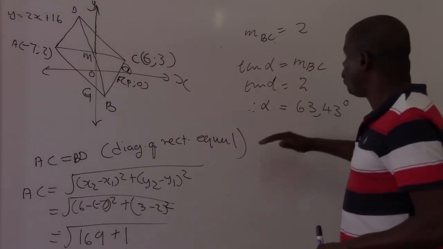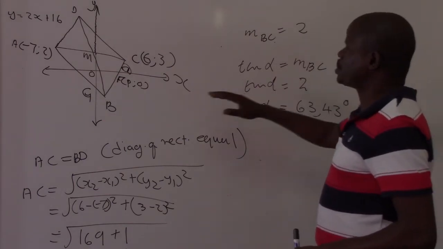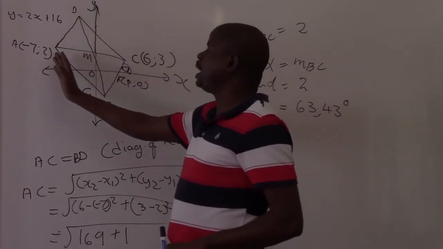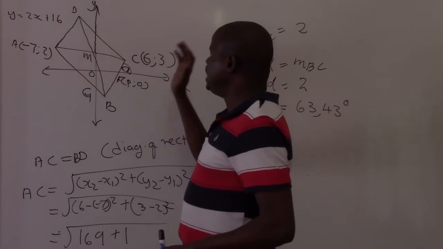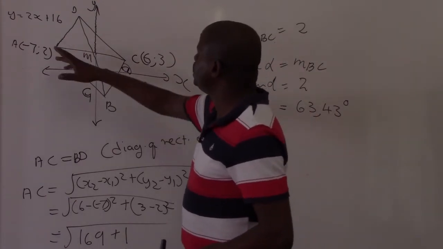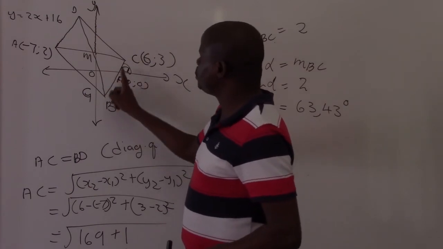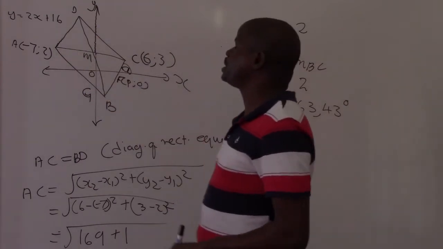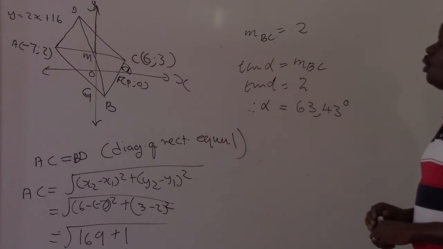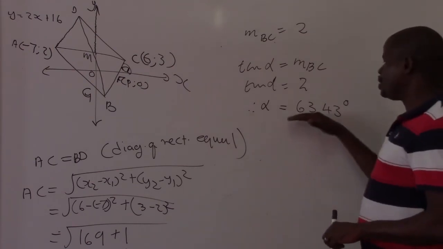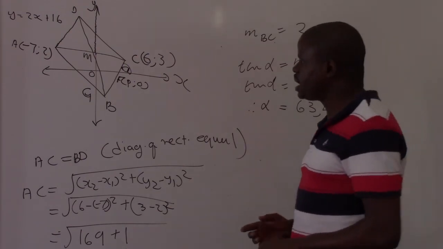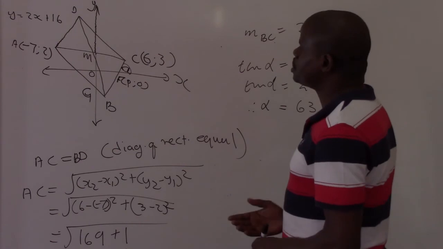So this is how you can deal with it, because we're not given much here, but we are given there. As we are given there, that is how we find that one, because we are using this gradient, which is the same as that gradient, and then we got our alpha, or our angle of inclination, which happened to be 63.43 degrees. So that is how those are dealt with.